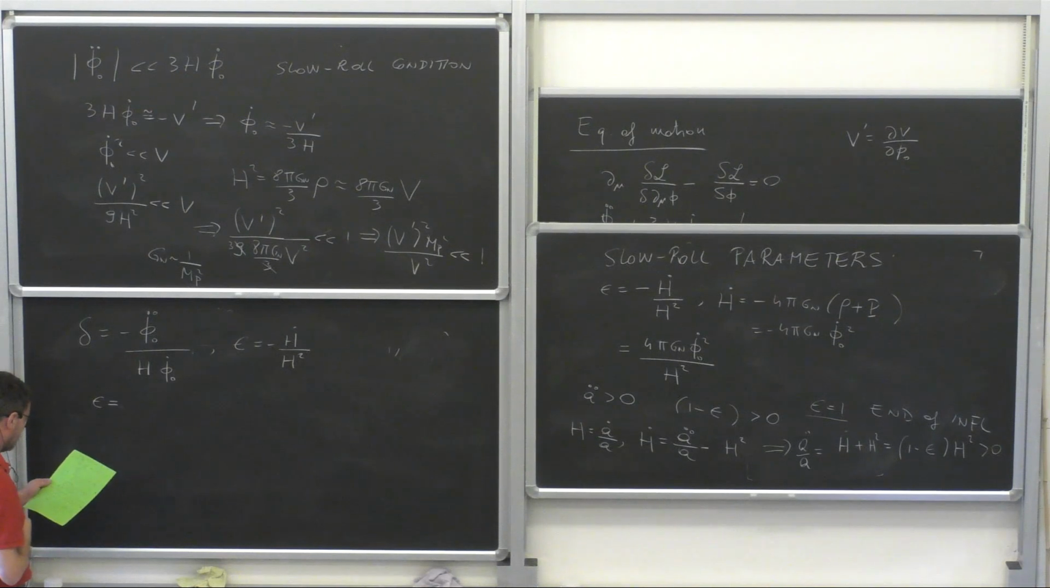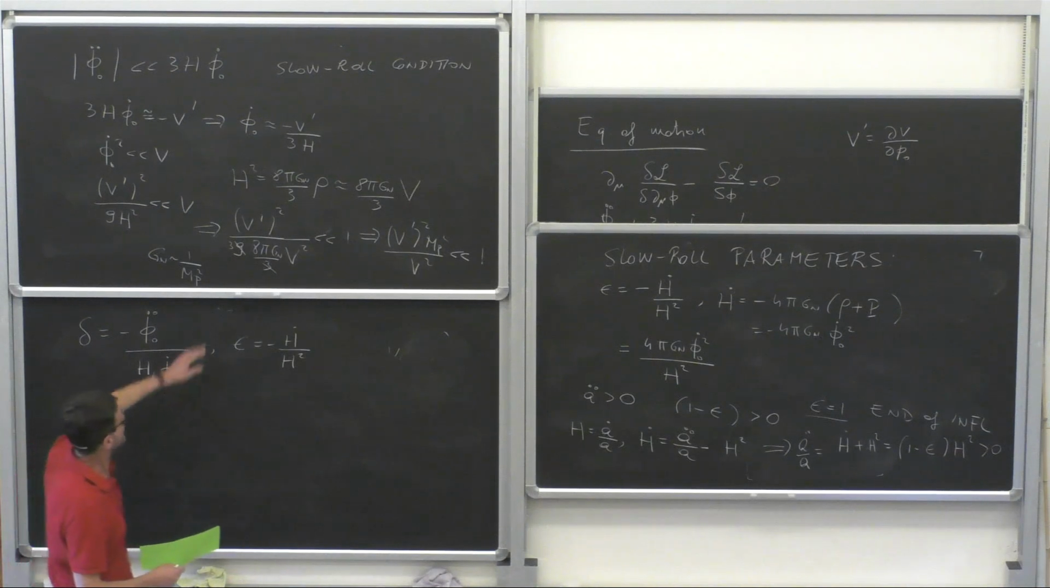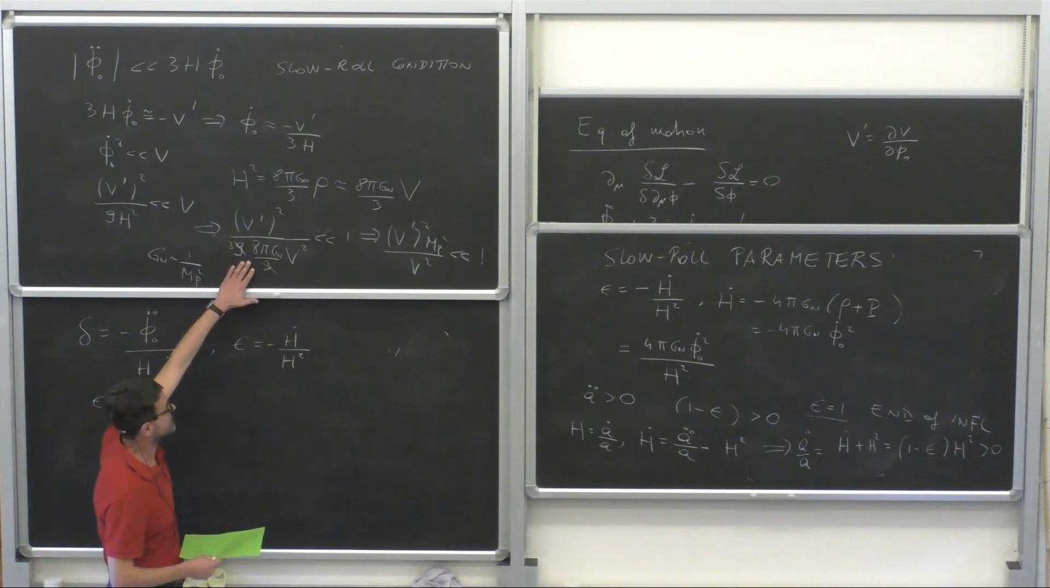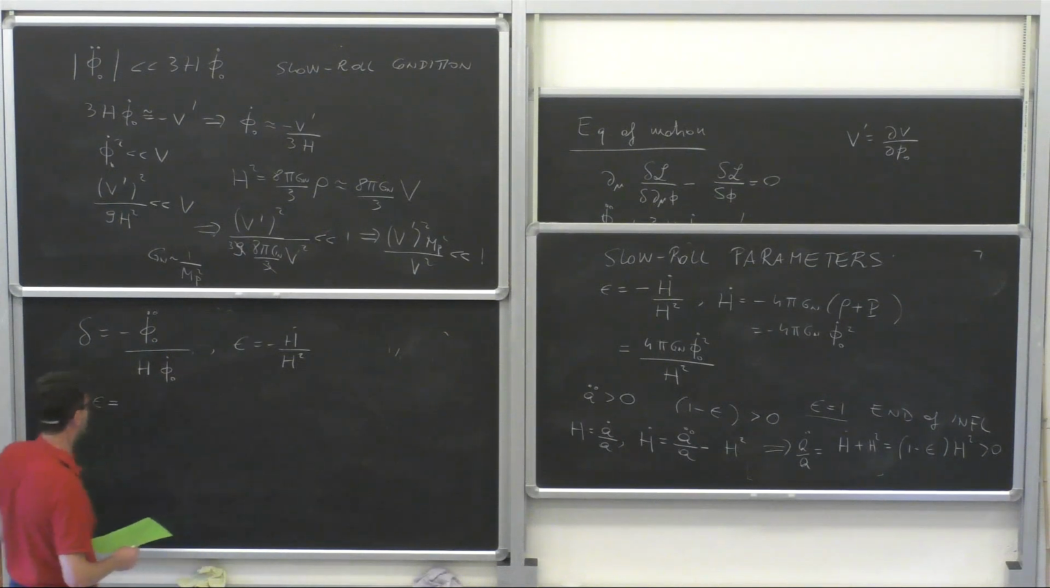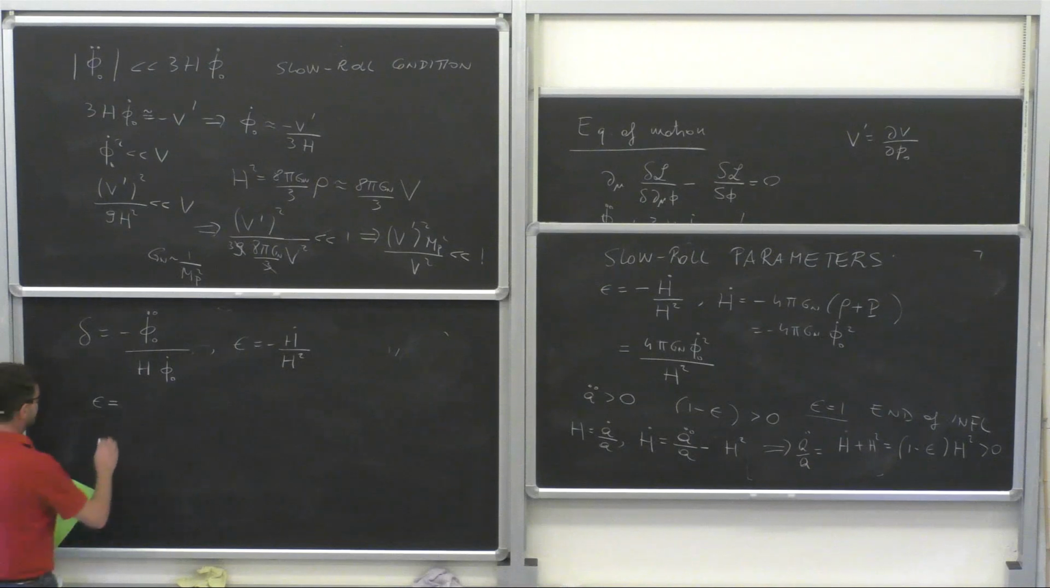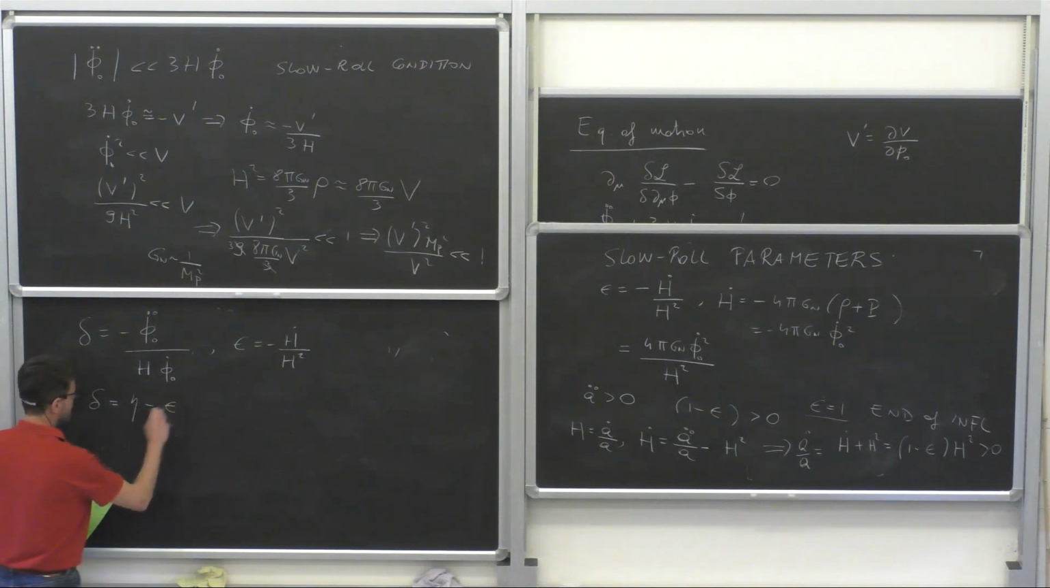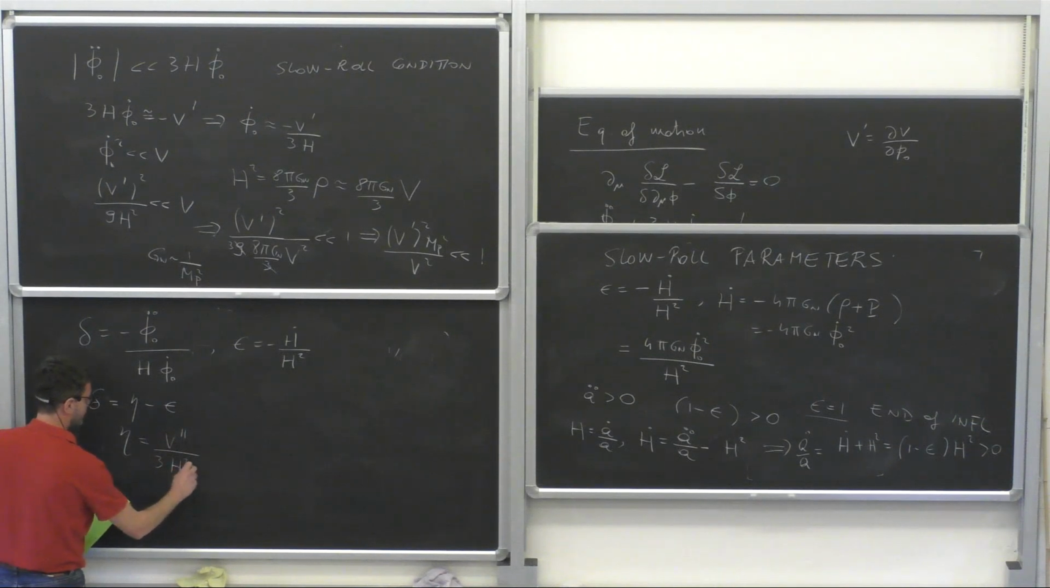Well, that I already did, because I did this computation here. In fact, it is here, okay? With, of course, the 8 pi G Newton, everything included. But let me introduce the delta, which is in fact equal to eta minus epsilon, and eta is defined to be the second derivative of the potential divided by 3 times H squared.